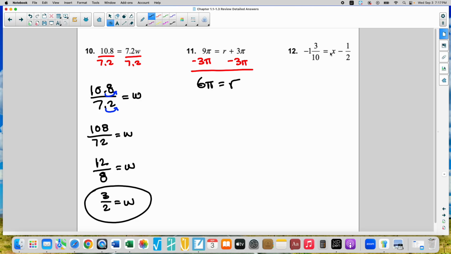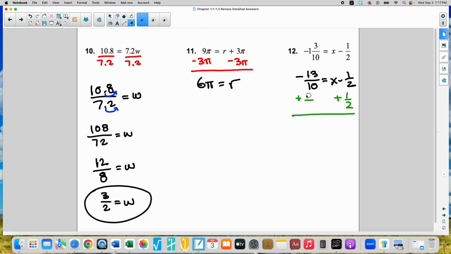Here we have a mixed number equaling a variable minus 1/2. My first step is I'm going to convert this. Okay, it's going to be negative 13/10 equals x minus 1/2. Now I might have some more work to do because my denominators are not the same, but what's happening to my variable is it's being subtracted by 1/2. The inverse of subtracting 1/2 is adding 1/2. And instead of writing adding 1/2, I need common denominators. So I'm not going to do 1/2.